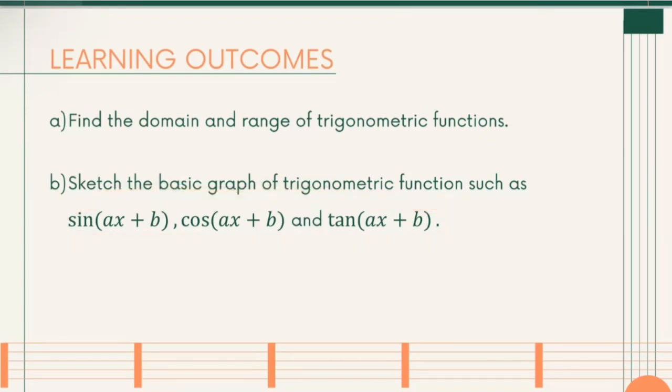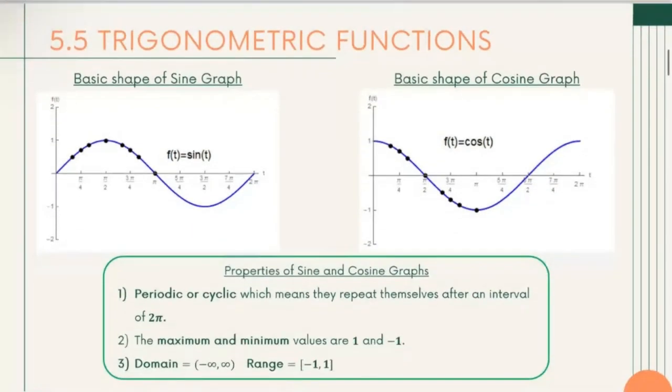Okay. Yang amplitude dia pun satu je lah sebenarnya. 1 ataupun negative 1. Okay. Other than that kita akan belajar lah. So today kita akan start dengan graph untuk sine dan cosine dahulu. Okay. So untuk sine and cosine, so everyone have learned about shape untuk sine and cosine.